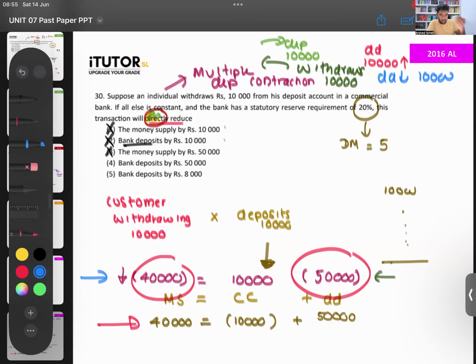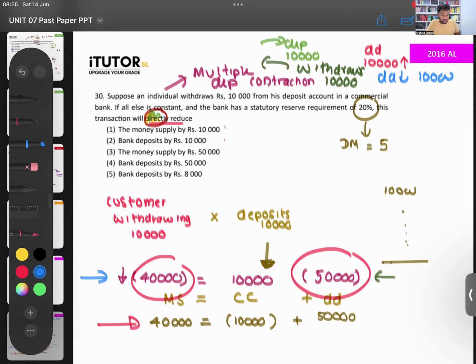Customer has withdrawn money. That means currency held by public increased by 10,000, demand deposits fell by 10,000. So then money supply would have been unchanged. That's the direct impact. But if credit creation starts happening, there could be a bigger impact there. So then we'll go back to the answers one by one.